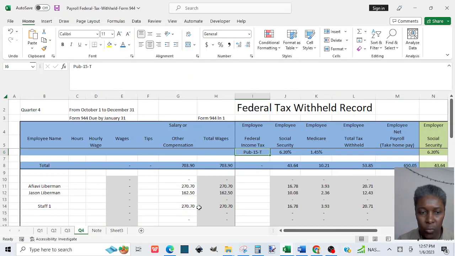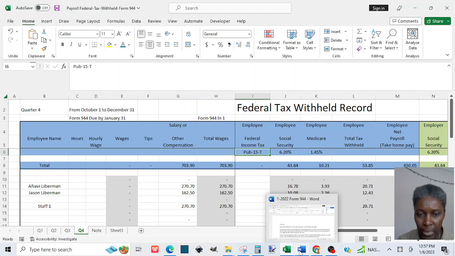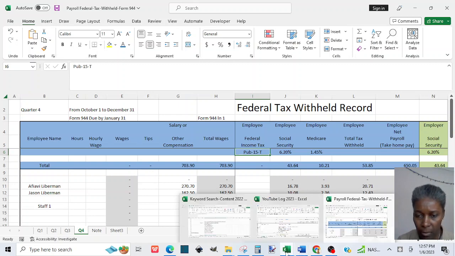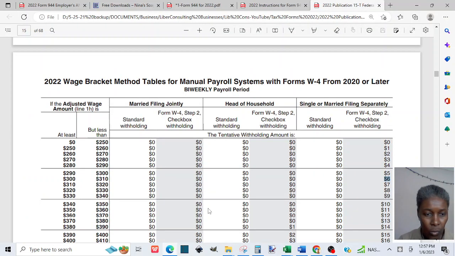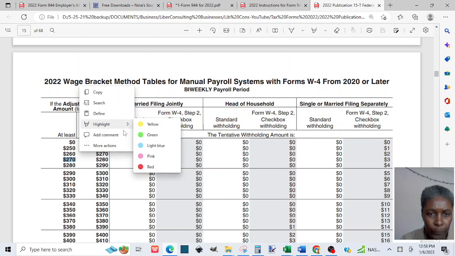Okay, so let's work with 270 in this instance. Let's go back again, $270.70. Let's see what bracket for bi-weekly it will fall under. If you are using the single column, we have 270 and 280. So let me highlight that a little bit here.